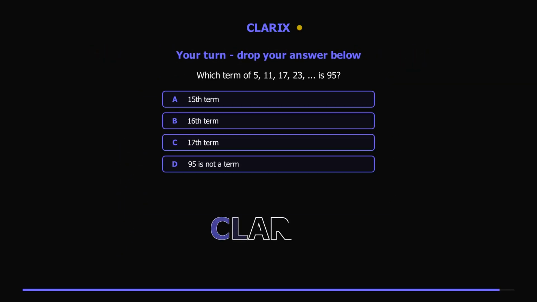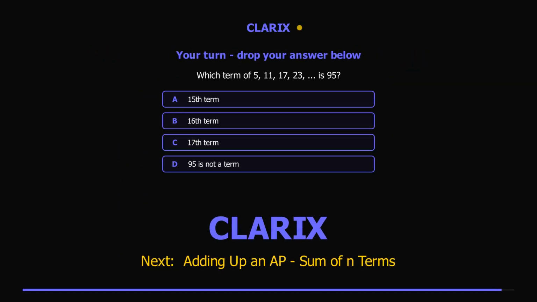In the next video, we tackle the big one: adding up an entire AP in a single line, using a trick a 10-year-old named Gauss discovered.